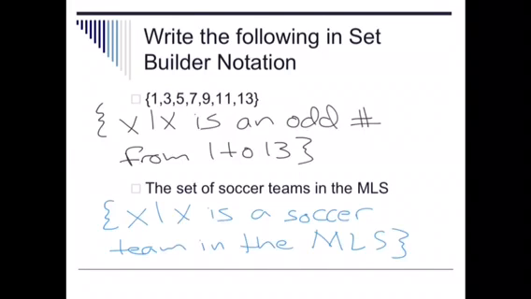Looking at our first set, again, when we're doing set builder, we've got to come up with something that defines the numbers. And we want to start by saying x such that x is, and then our description of numbers is that they are an odd number from 1 to 13. Looking at our second set, the rule is already given to us. The teams are all in the MLS. So we just have to add in the beginning part, x such that x is, and then our description is a soccer team in the MLS.